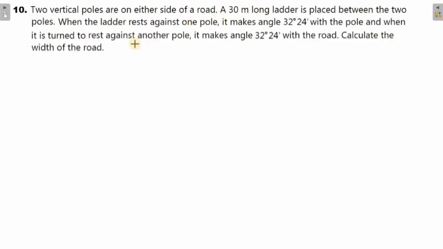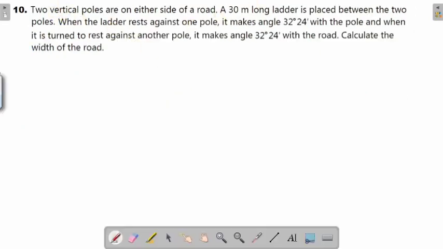Let's take another question. So just look at this question very carefully. Alright. So here the question says, two vertical poles are on either side of a road. So there's a road. Okay, so let's say this is a road and there are two vertical poles. So this is my one pole, this is my another pole, let's say.